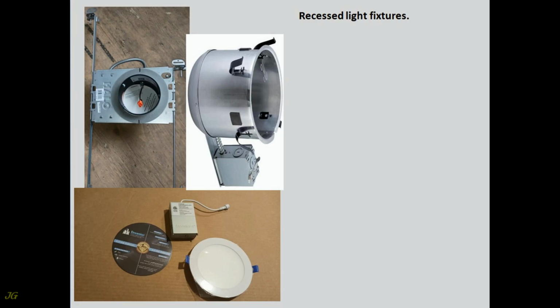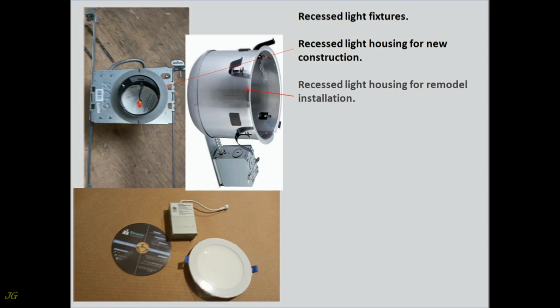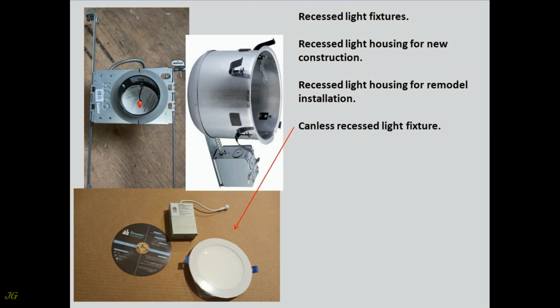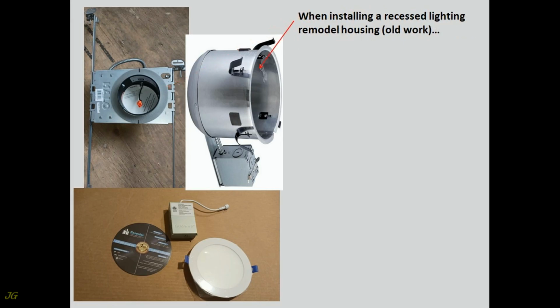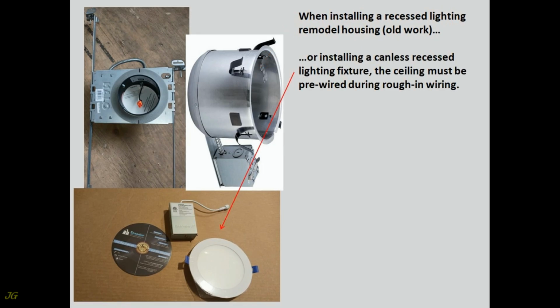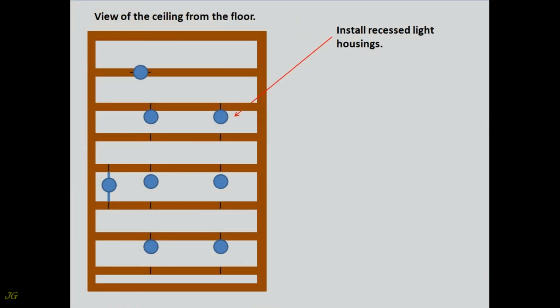Recessed light housing installation. Recessed light fixtures. Recessed light housing for new construction. Recessed light housing for remodel installation. Canless recessed light fixture. Recessed lighting housing, new construction, will be installed during rough-in wiring. When installing a recessed lighting remodel housing, old work, or installing a canless recessed lighting fixture, the ceiling must be pre-wired during rough-in wiring. Install recessed light housings.